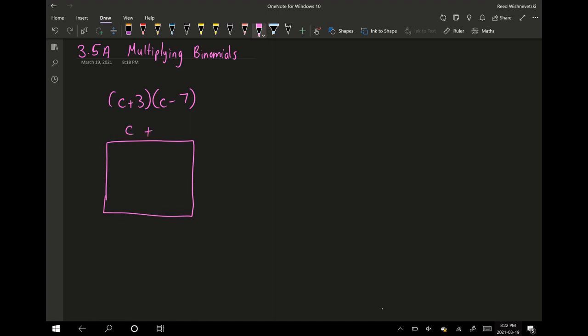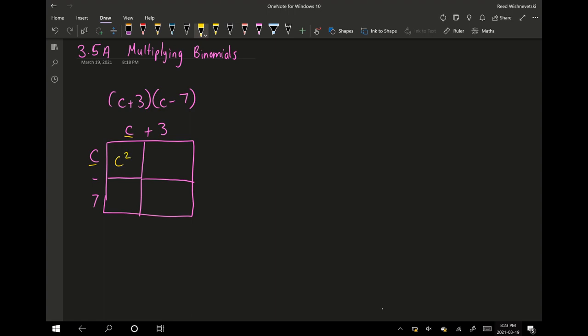And on one side, on the top, we're going to have c plus 3. Then down here we're going to have c minus 7. Okay, so then we're going to break this off into chunks. So we'll just change our color here. We know that c times c is c squared.